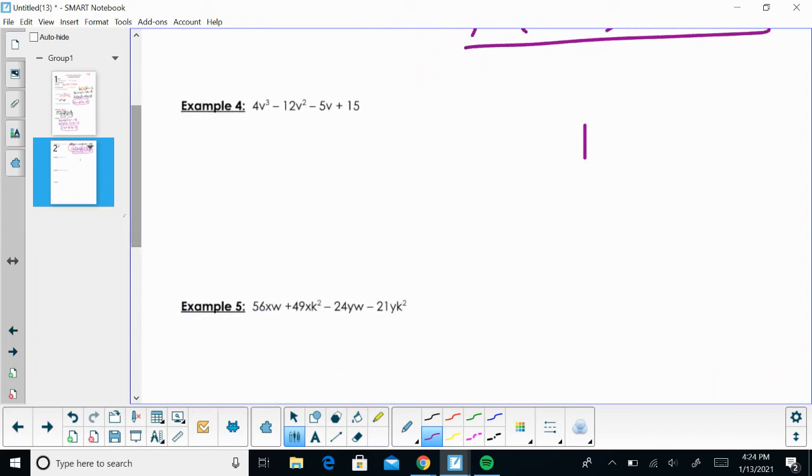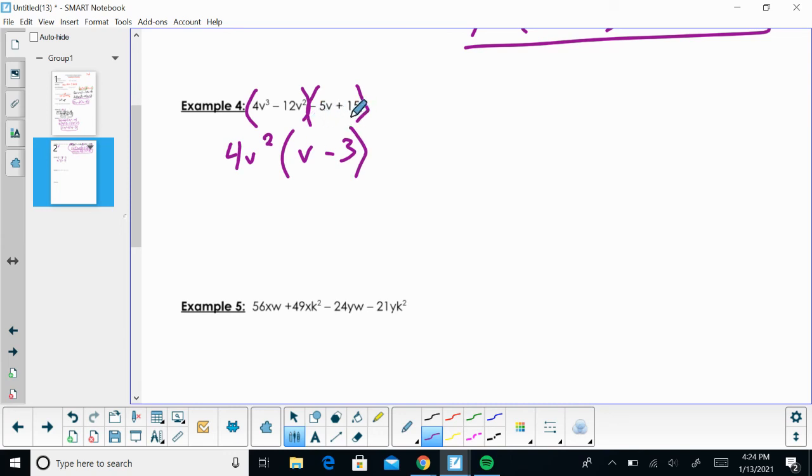All right, let's give another one a try. How can I group example number 4? This one looks pretty straightforward. I've got a 4 and a 12. Those are divisible by each other, and a 5 and a 15. So my greatest common factor for my first pair would be 4v squared. What am I missing? Just a v and a 3 to get to the 12v squared.